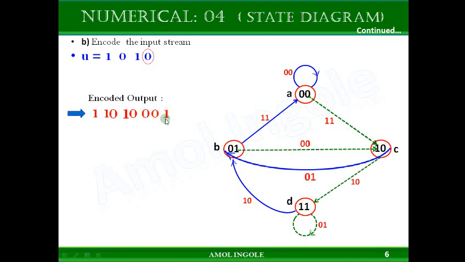This is how you can trace down any output from the state diagram. It need not always be 4 bits. It can be of any length. An input bit stream of any length can be encoded to get the output.